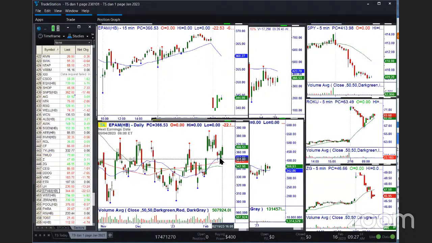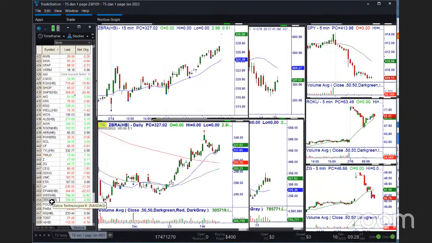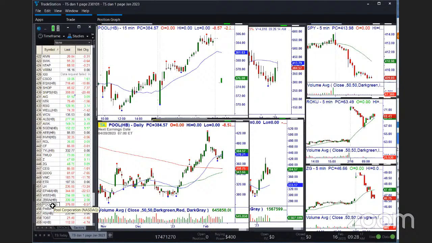EPAM, ugly gap under these 2 bars. I don't see any prints. Zebra. All right, that looks good too. That's a sloppy buy setup. Made the turn on support, gapping up. Cool, down $8. Same with this buy setup, made the turn.